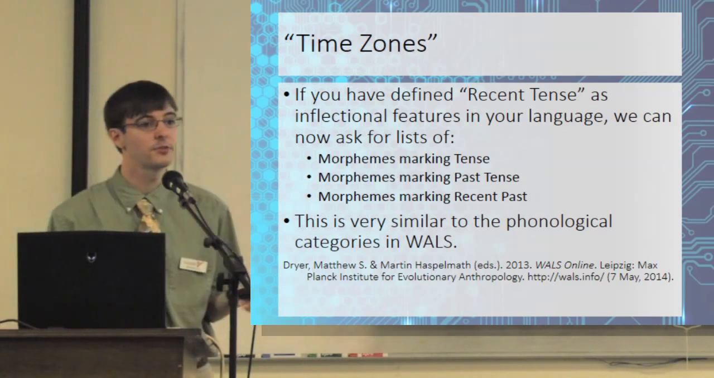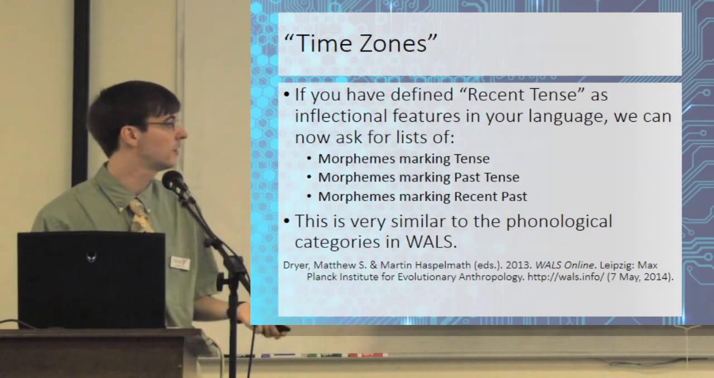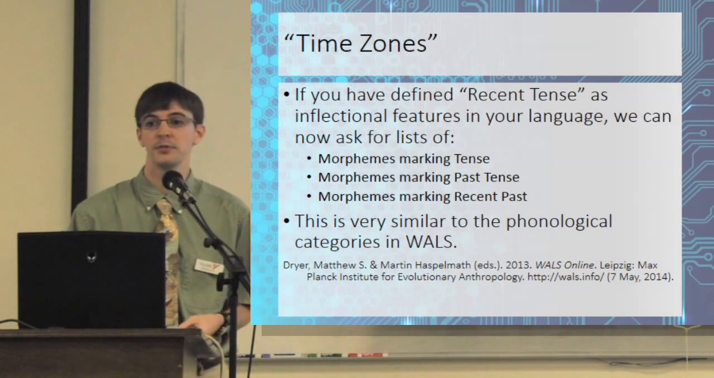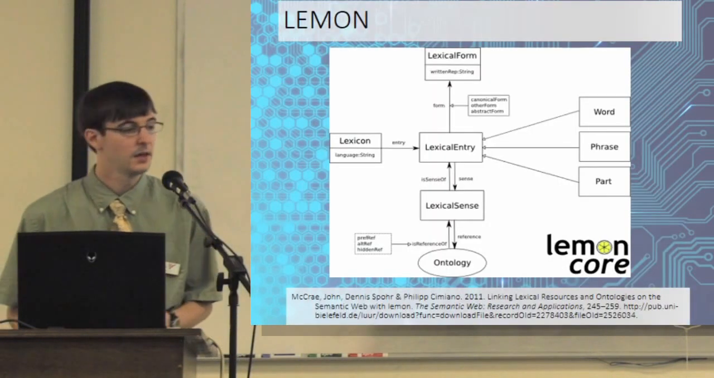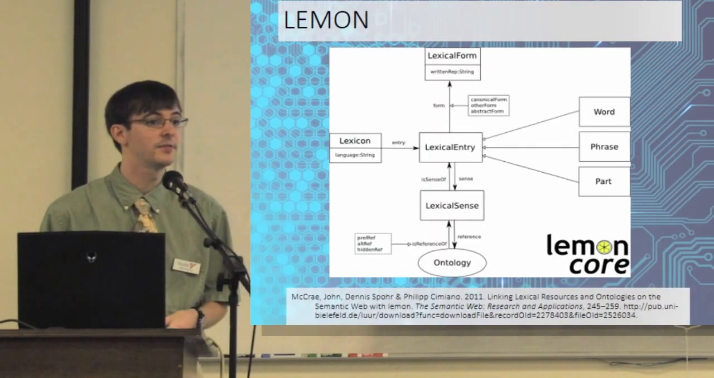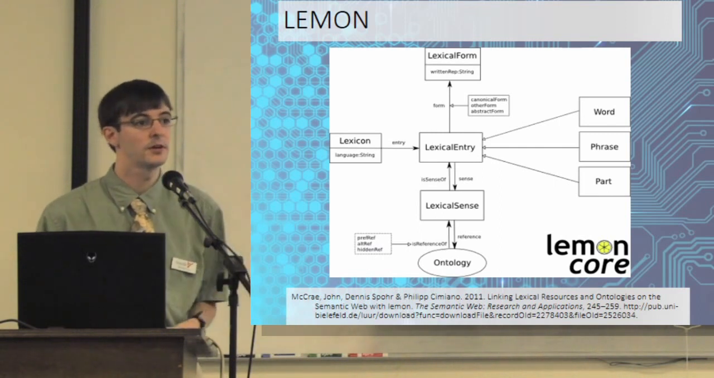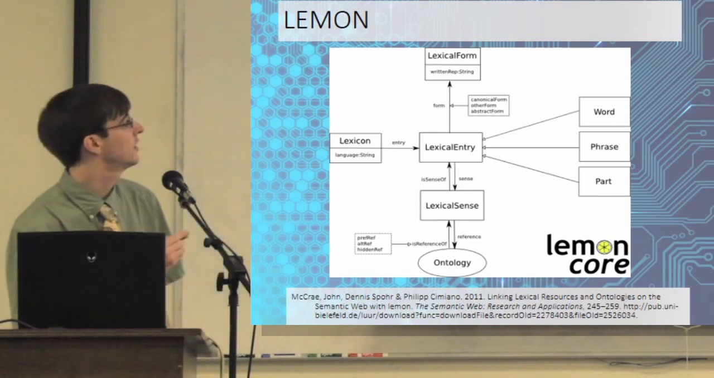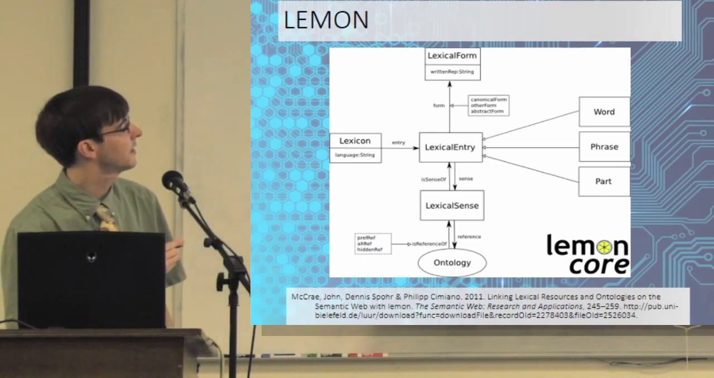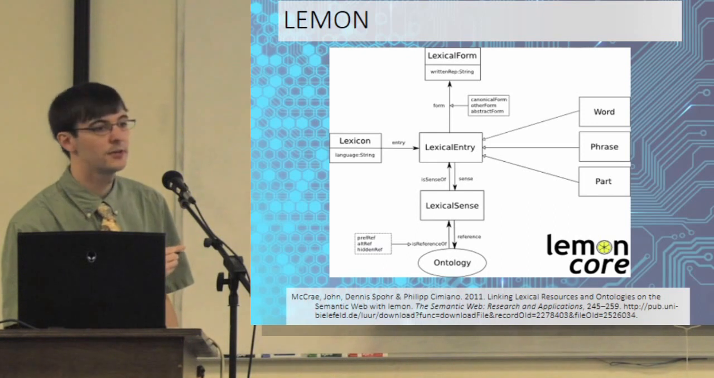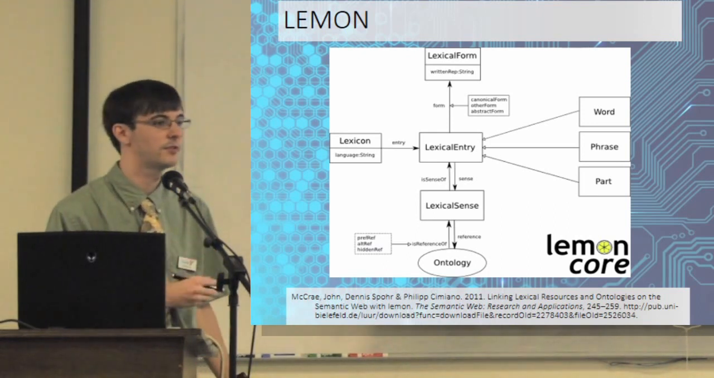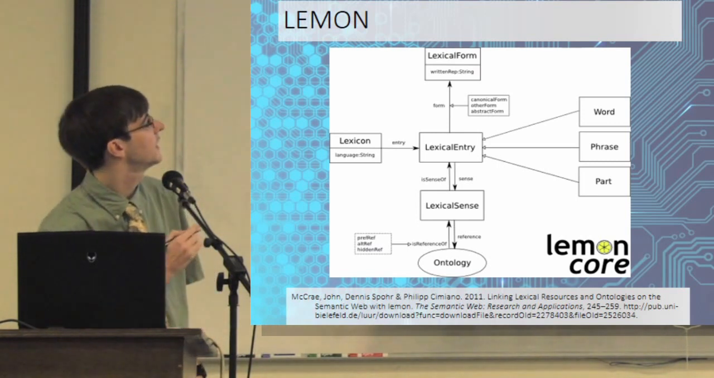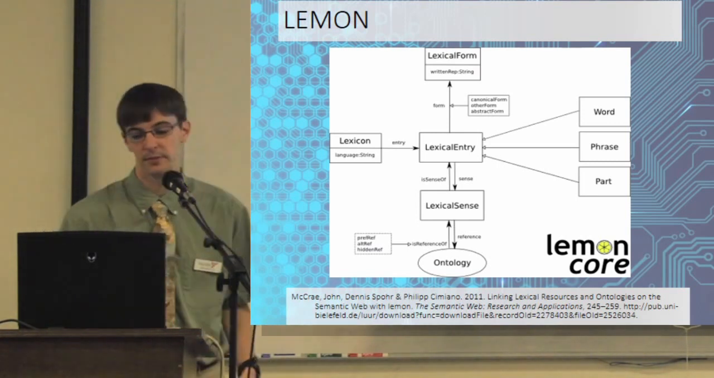This is very similar to the phonological features that are in WALS, which is a catalog of phonetic features across the world's languages. I also needed a structure for my RDF, and I adopted mostly the one called Lemon here. We were talking about the structure before. We have the lexical entry, we have the sense. You're pointing it to the ontology, which is the terminology that you're using and the relationships in there. And then the lexicon can have different parts of that.